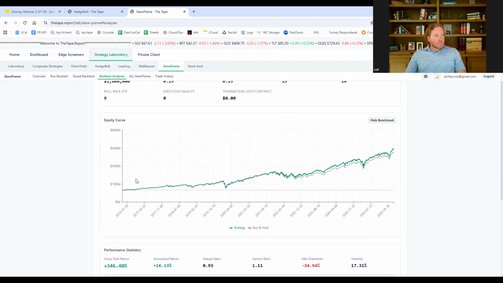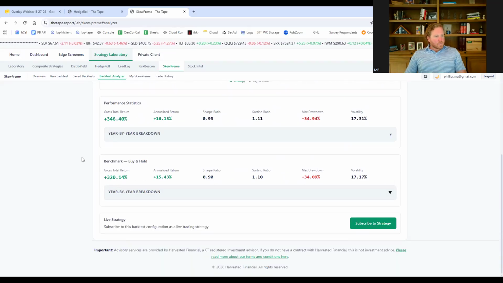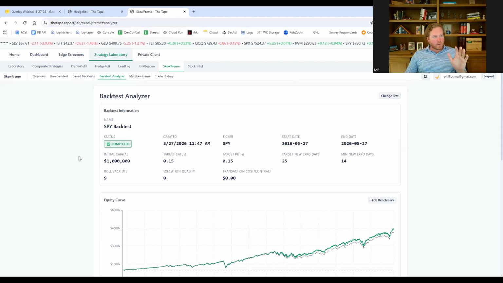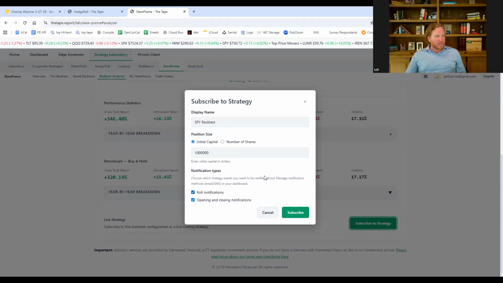So I've only scratched the surface on what you can do with the backtest analyzer. If you run a bunch of tests and find something interesting that you like, the main value add of the tape is the ability to subscribe to this strategy. We might go in and rename it for whatever we want, and put in either a number of shares or an initial capital base.